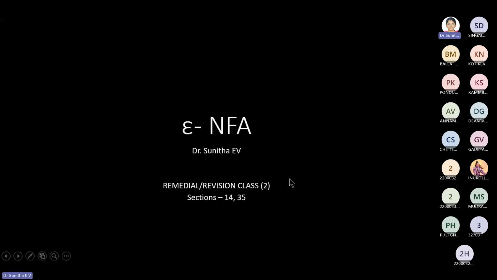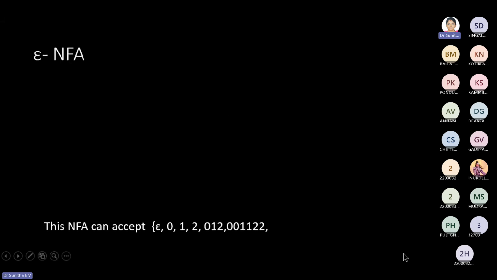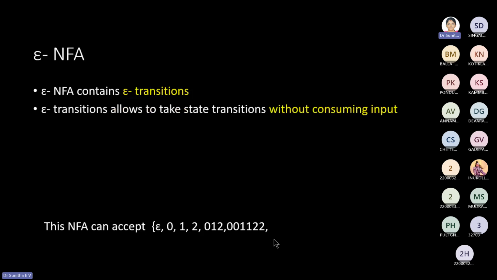So we have seen how to construct a DFA, how to construct an NFA, and how to convert an NFA into a DFA. Now, another variation of NFA is epsilon NFA. Epsilon NFA is an NFA that contains epsilon transitions. An epsilon transition allows a transition from one state to another without consuming any input. Without taking any input symbol, we can take a transition from one state to the other.